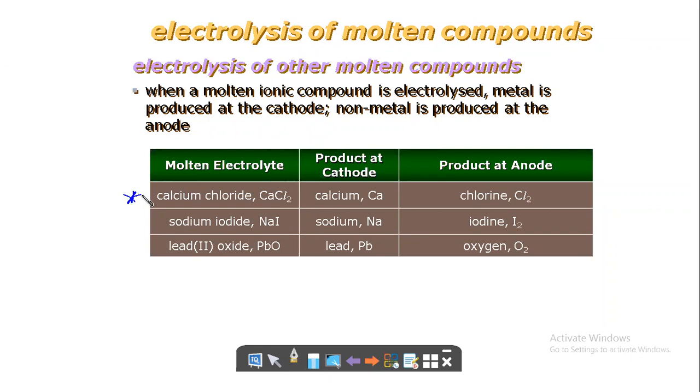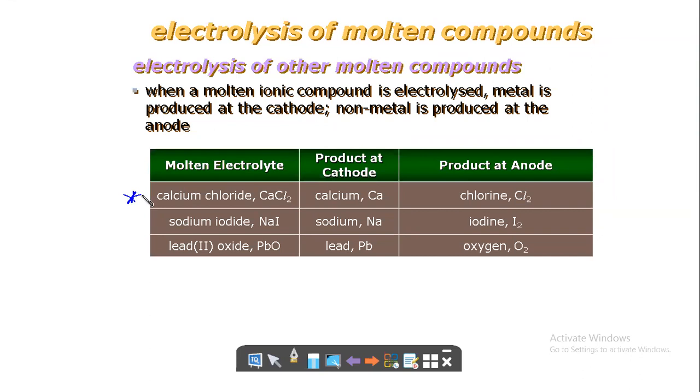Is it calcium solid? Yes. Calcium at the cathode is solid, and at the anode it will be chlorine gas. Some of you might make the mistake, and instead of saying calcium, you will say calcium 2 plus is the product. No. When you are writing the formula, calcium is just Ca. Do not write Ca2 plus.